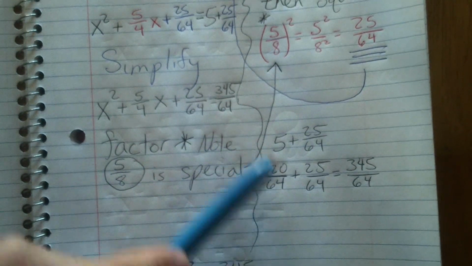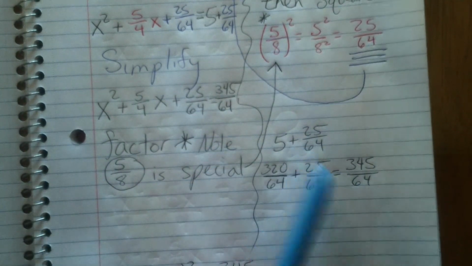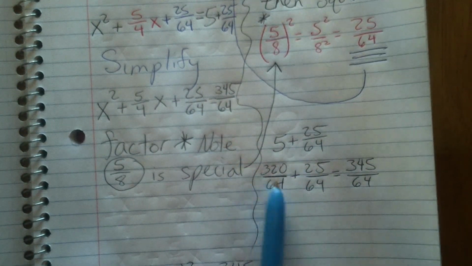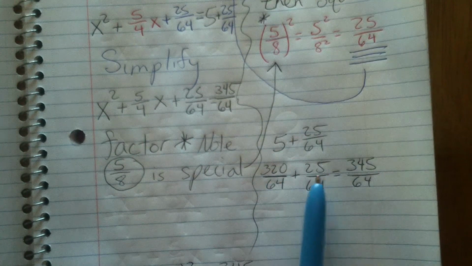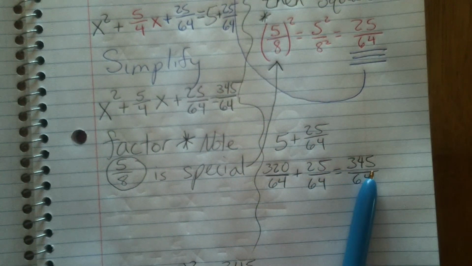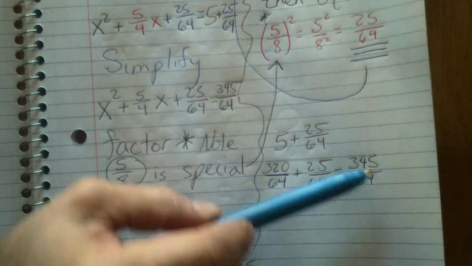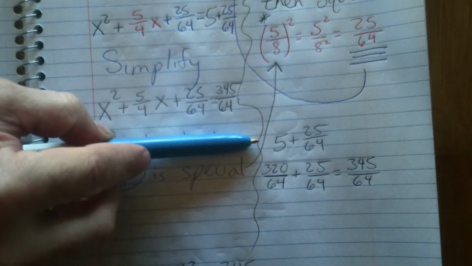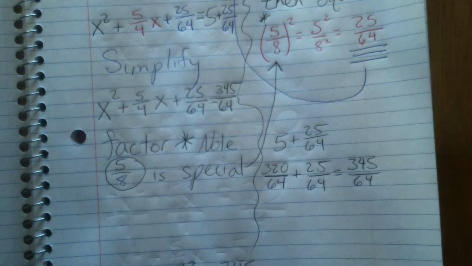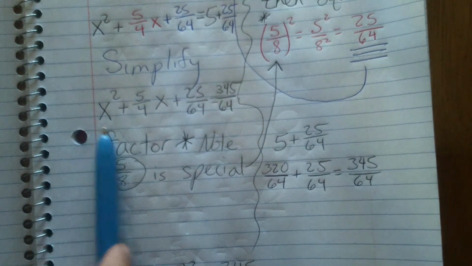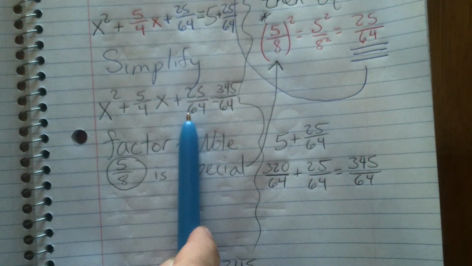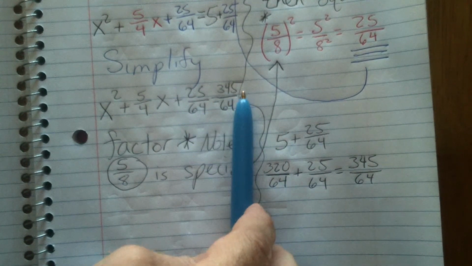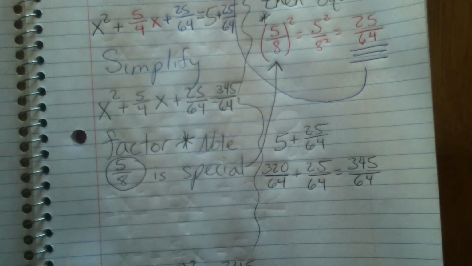So 320 over 64 equals 5, plus 25 over 64, they have a common denominator, so now I can add the numerators. 320 plus 25 equals 345. So I have 345 over 64 is equal to this number here. So now I've got my new equation, x squared plus 5/4 x plus 25 over 64 equals 345 over 64.